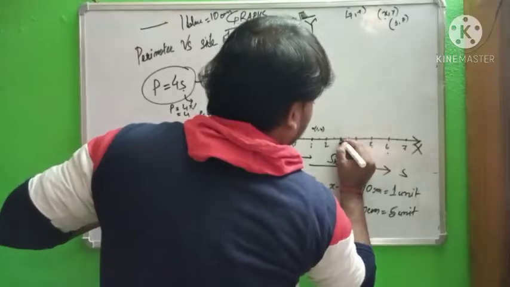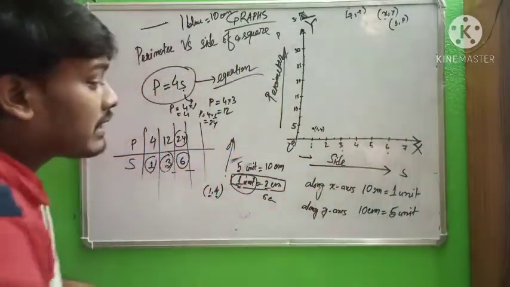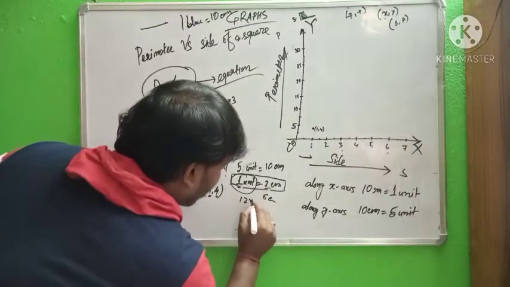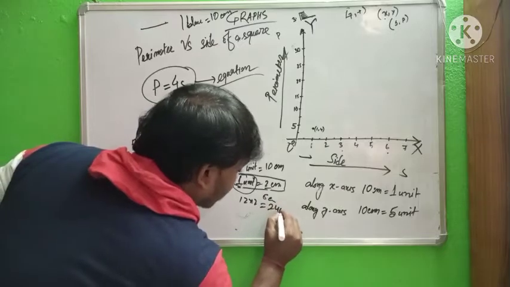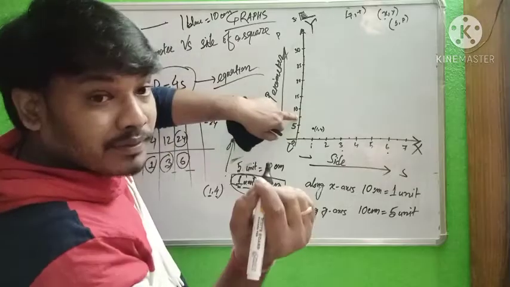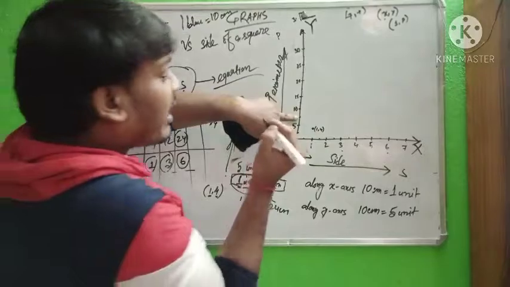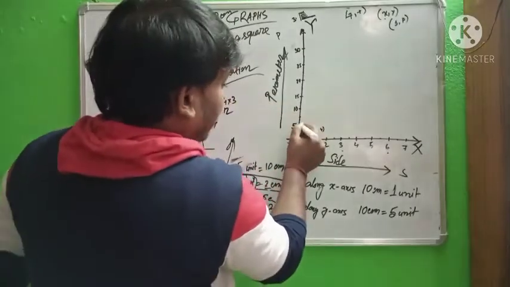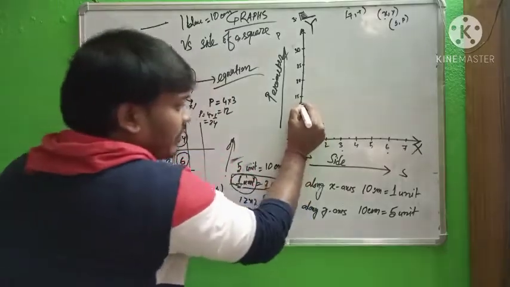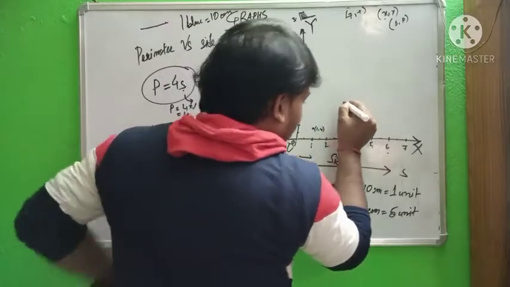So 3 here, up to 12. 12 means how many small divisions? 12 into 2, 24 small divisions. So 10 small divisions, then one light bold line is there. So 10, 15, 20, 25. We need 24, so it is just before 25. Just here, 24. So by this line we go here.